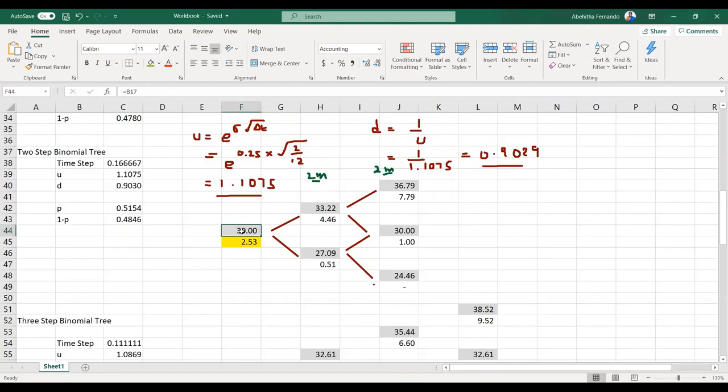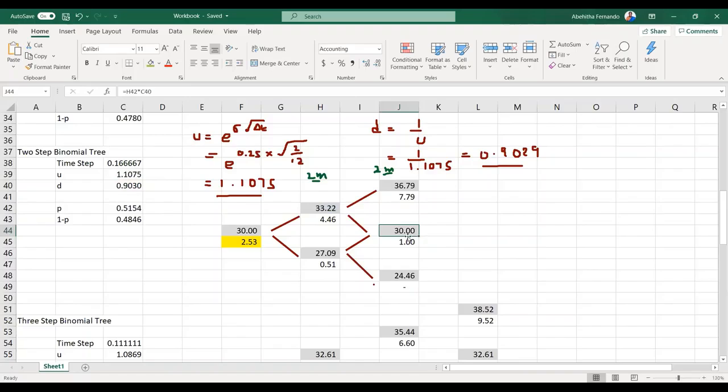So 30 is the price today. 30 multiplied by u, you will end up with, the answers can be slightly different depending on what you used, right? So you should get 33.22 or an answer which is very close to this. And again, this multiplied by u again, you will get 36.79. And for this 33.22, if you expect a decline, then 33.22 multiplied by d, which is 0.903.